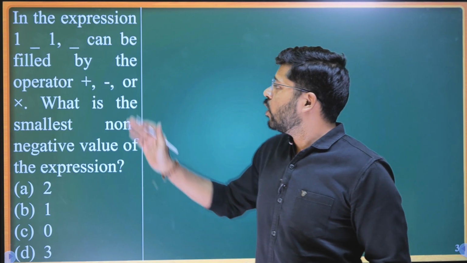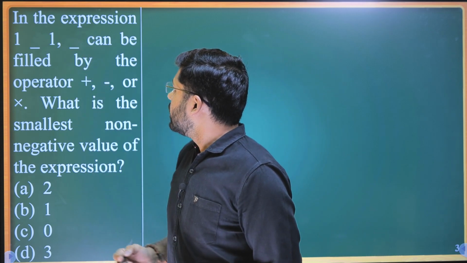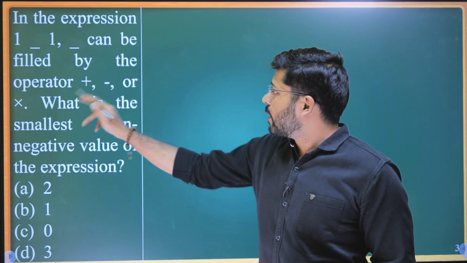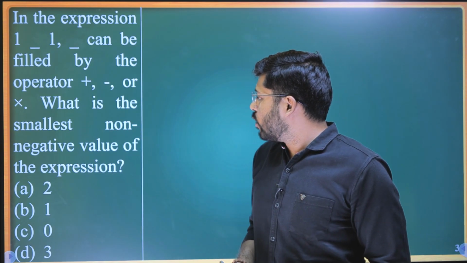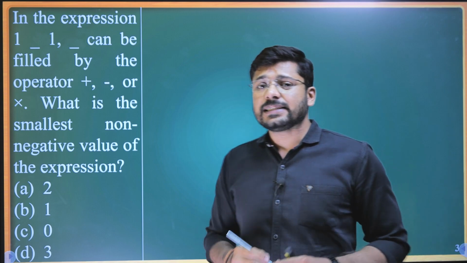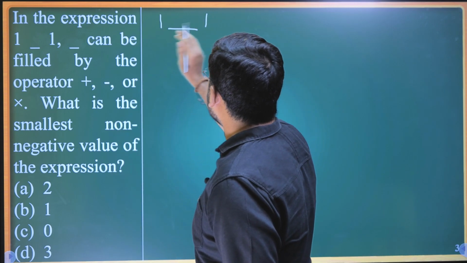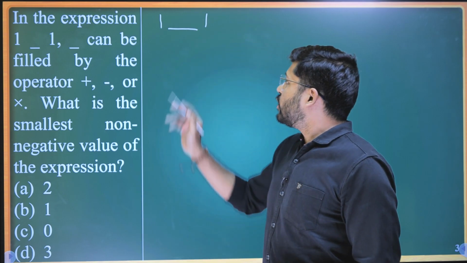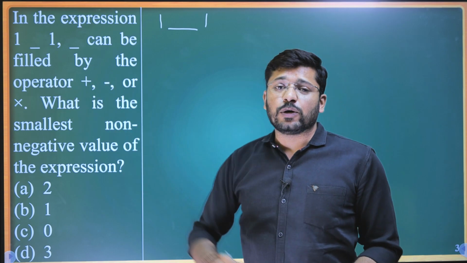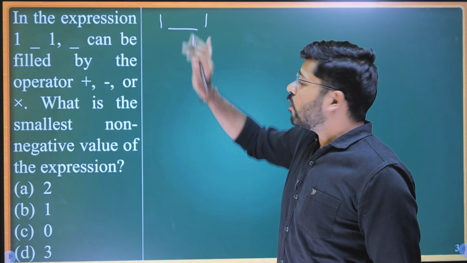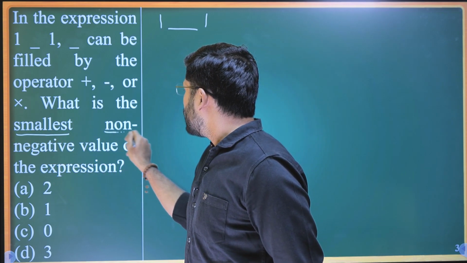In the expression 1 dash 1, the dash can be filled by the operator plus, minus or into. What is the smallest non-negative value of the expression? Let's understand the question. The question gives us the mathematical expression 1 dash 1. We need to fill this dash with plus, minus or into such that the value of this expression should be smallest and it should be non-negative.